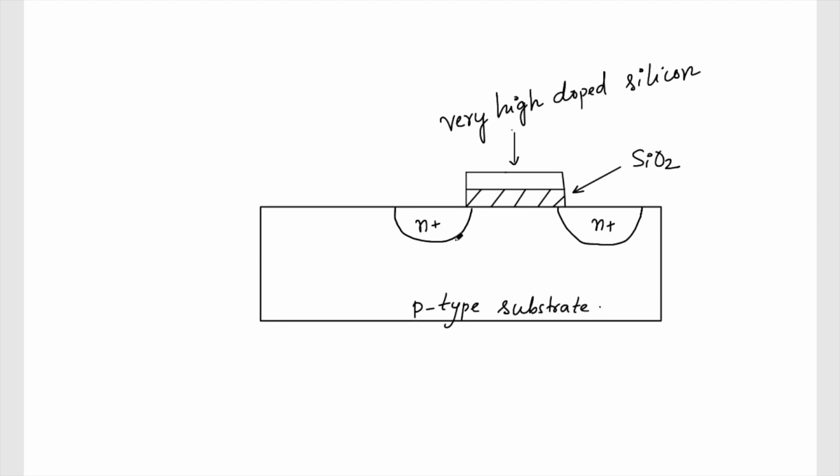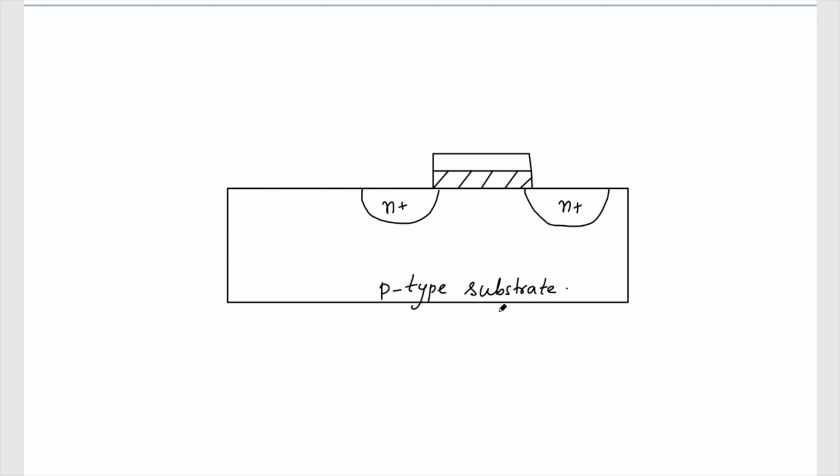Okay, let's see what happens. So let's put this substrate to ground. Whenever we are applying any voltage, we need to ground, or we need to provide a potential. So for the time being we are providing the potential to this substrate, so that with respect to that only I'll be able to apply a potential here. So I'll be applying a positive potential.